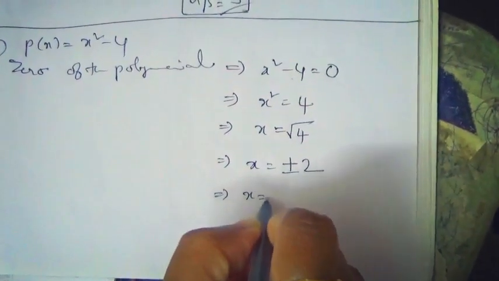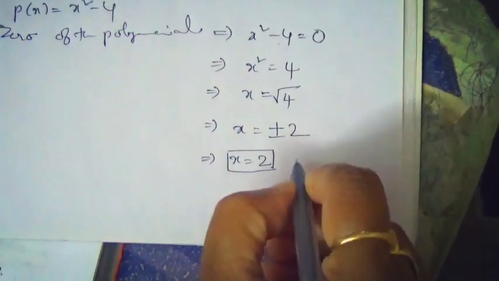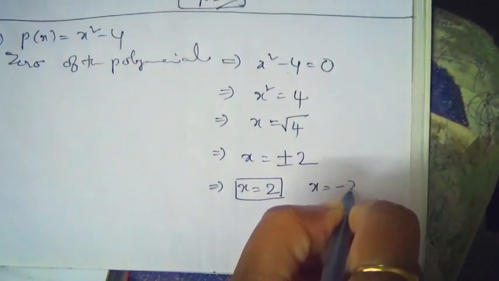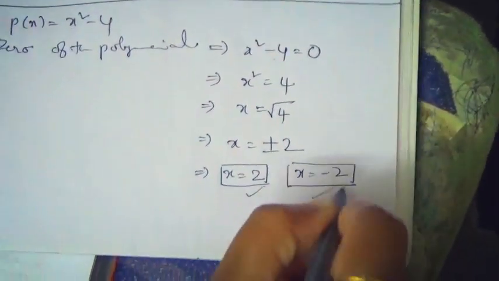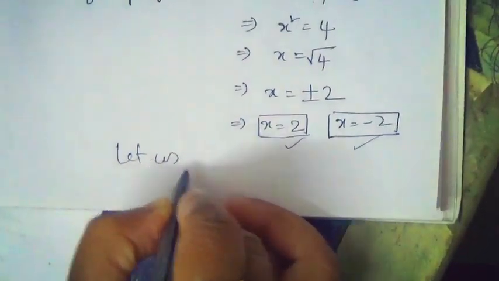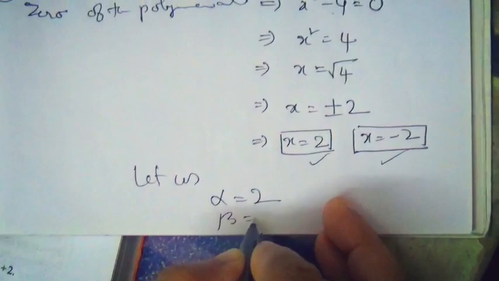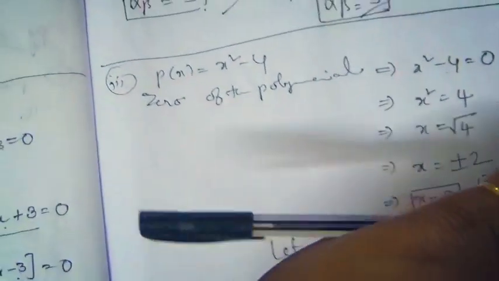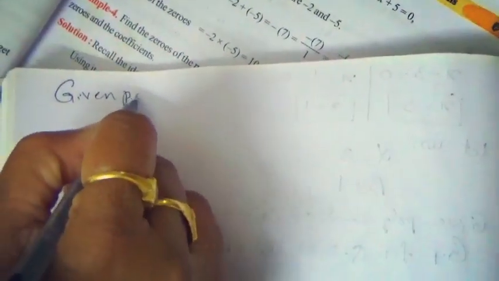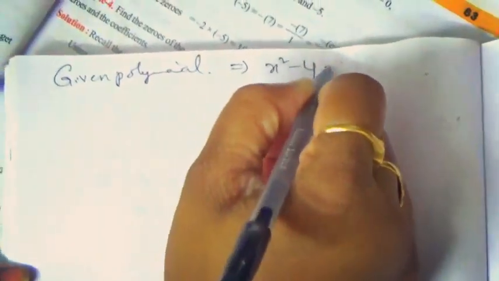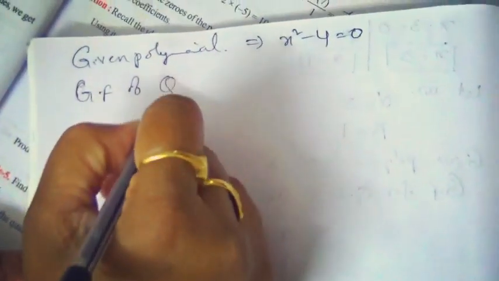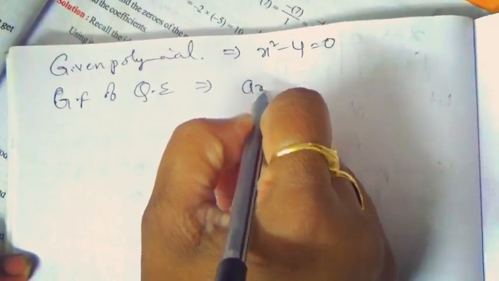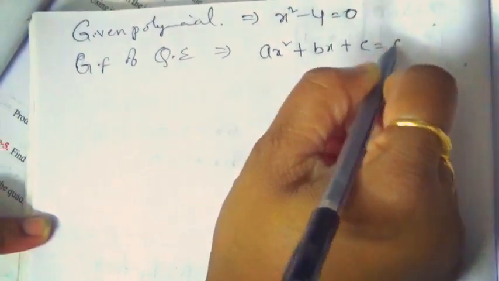So what are the values? x is equal to 2 and x is equal to minus 2. You will get two answers. Let alpha is equal to 2, beta is equal to minus 2. Given polynomial is x square minus 4 is equal to 0. The general form of the quadratic equation is ax square plus bx plus c is equal to 0.